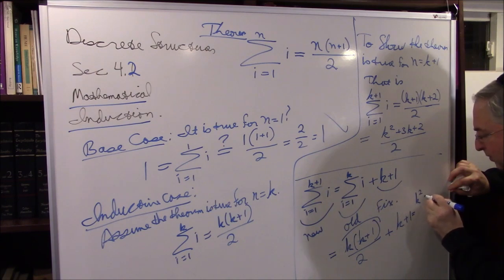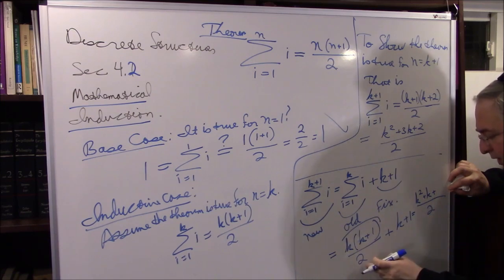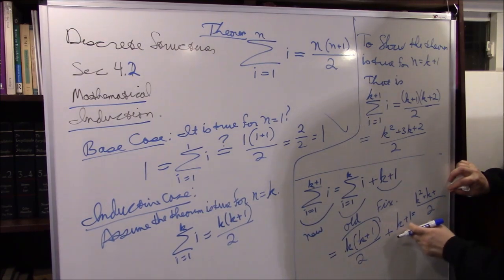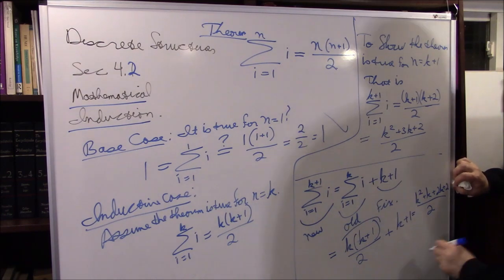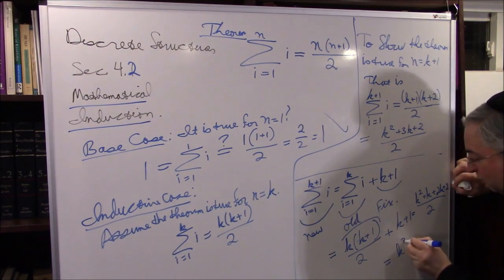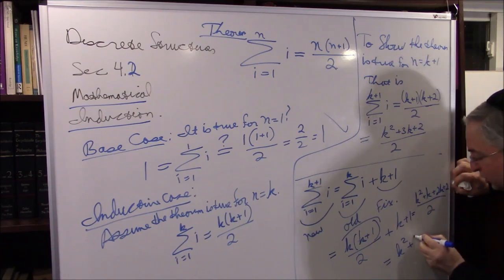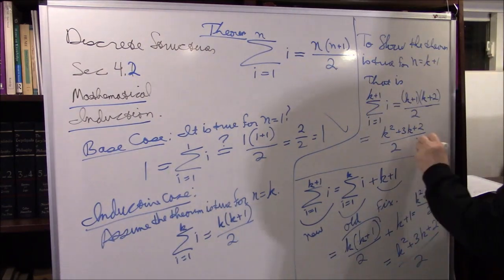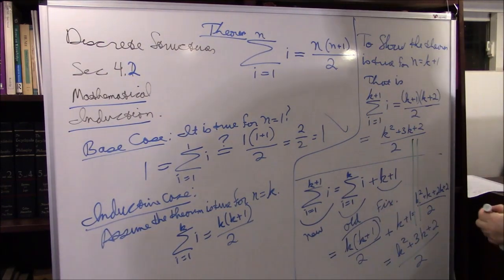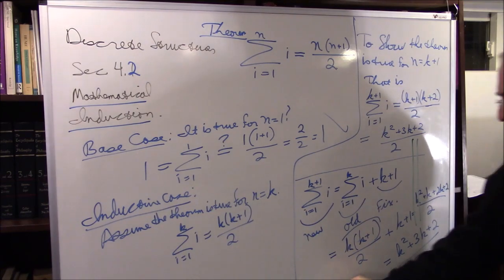This is k squared plus k over 2 plus, now I want to add these. This is a fraction. I'm missing a 2 on the bottom, so I'm going to multiply the bottom by 2. I'm going to multiply the top by 2: 2k plus 2. Now add these together, you get k squared plus k plus 2k is 3k plus 2, divided by 2. Now, lo and behold, thank God I have a cheat sheet. We love cheat sheets. That's exactly what I wanted to show.